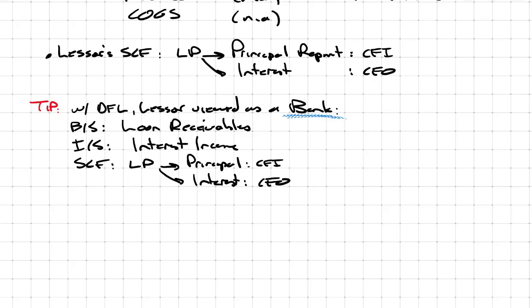And why is that an important tip? Well, if it's viewed as a bank, its financial statements will look like that of a bank. In other words, on the balance sheet, the lessor will only have loan receivable. And on the income statement, it would only have interest income. So no profit upon sale. There is no sale. And for the lease payments, the principal is viewed as investing, whereas the interest is viewed as operating.